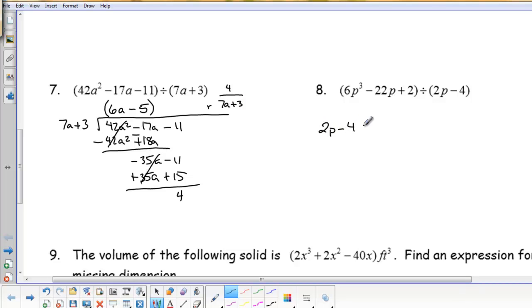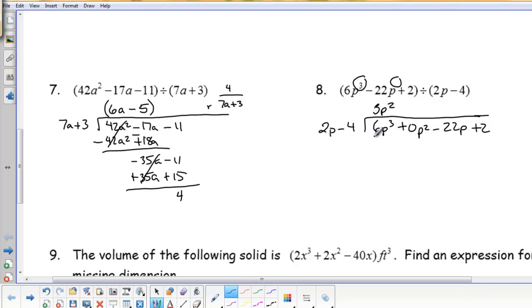2p minus 4, 6p to the third. Quick check of the degrees, you'll notice one is missing, plus 0p squared minus 22p plus 2. Please make sure that you always fill them in because long division is always based on structure, order, and place value. What number times 2p equals 6p to the third? That's going to be 3p squared.